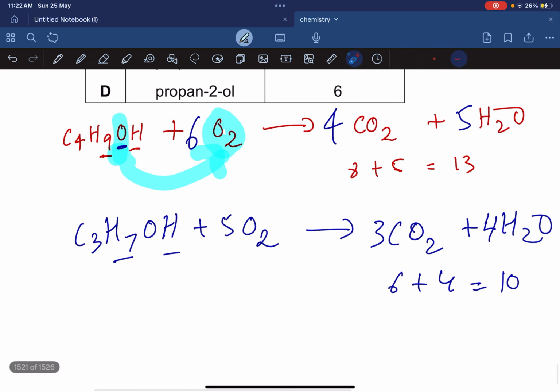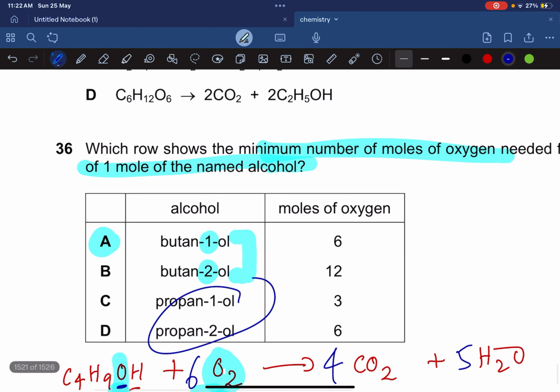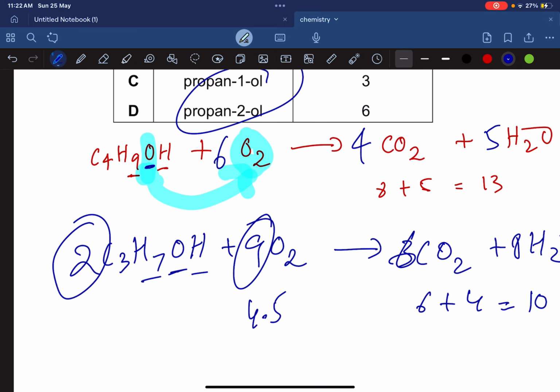Let's figure out propanol as well. It might be helpful. So how many oxygen? We need 10. 1 we have over here, so we need 9 over here. We're going to put 9 upon 2, which makes it get multiplied by 2. 2 over here, 9 over here, and 6 over here, and 8 over here. So we need 9 for complete combustion of propan-2-ol for 2 moles, and for 2 moles we need 9. So for 1 mole we need 4.5. So definitely not this.